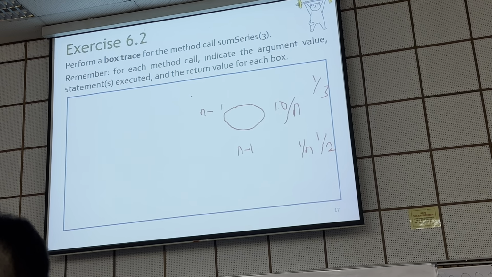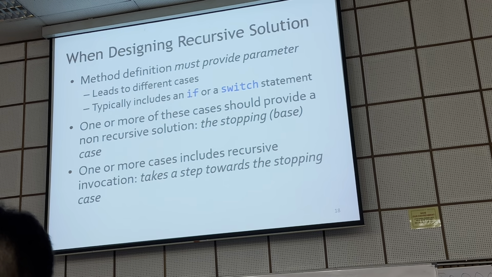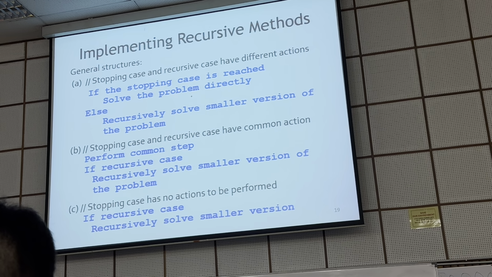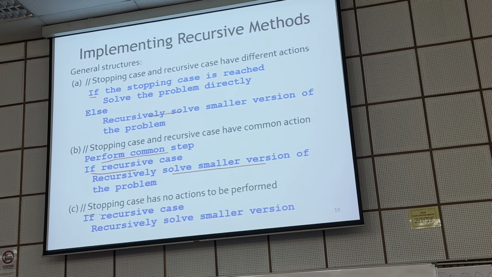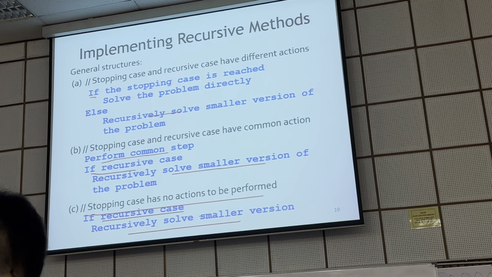Alright, so if you check our code for recursion, you use if then else. You don't use an iterative method. All these are implementations. Now the general structure is: if the stopping case is reached, else you call the recursive method. Sometimes you perform common steps, you check your recursive case, then you call the recursive method. Sometimes the stopping case has no action performed, you just have a recursive case. Recursively you solve the problem.